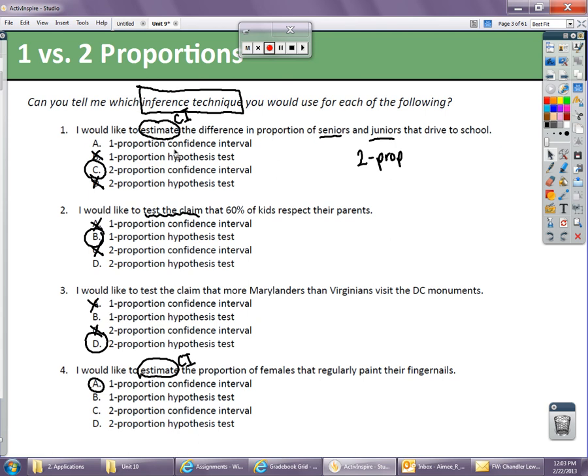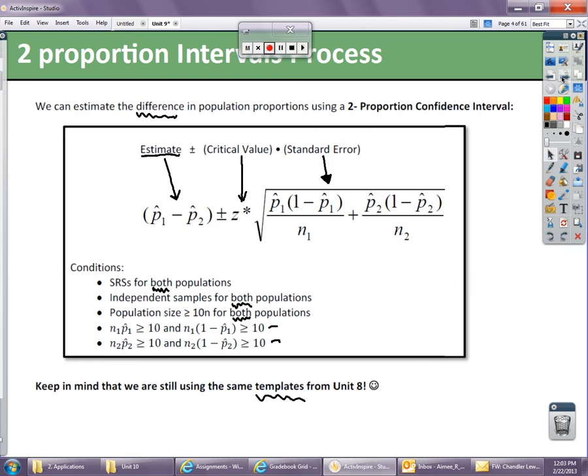Whether or not to use a one proportion confidence interval or hypothesis test, or a two proportion confidence interval or hypothesis test. I did do a video of this whole lesson, so I'm actually going to also upload that video to YouTube so that you can access that if you would like.